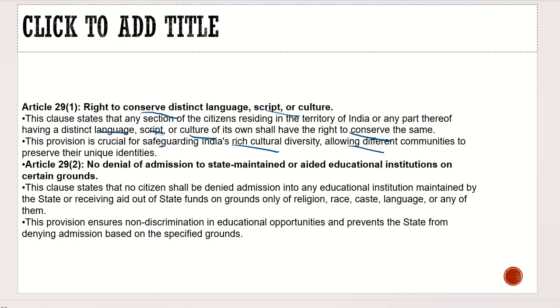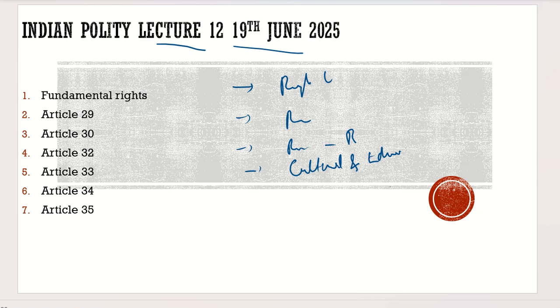So what does this Article 29 clause 1 say? It is the right to conserve distinct language, script or culture. Now let's try to understand it by an example. What does it mean? What is the background of it? Why is this right given to the people? India is a very diverse country. There are many fragments of our society that have different unique cultures, they have different faiths, they have different scripts.